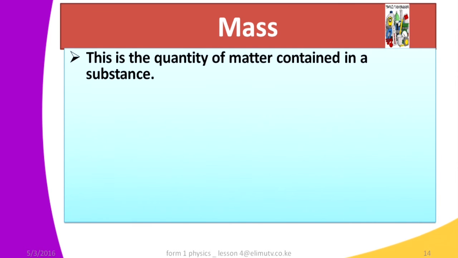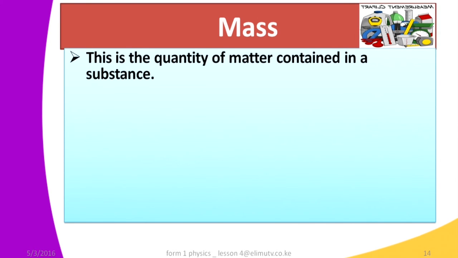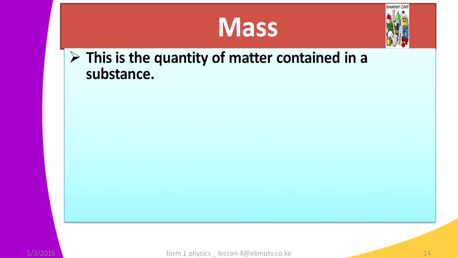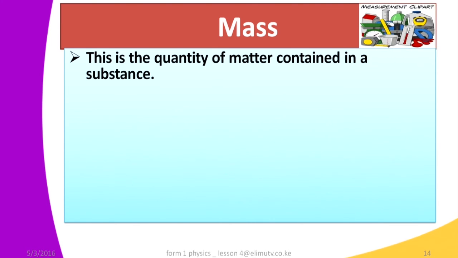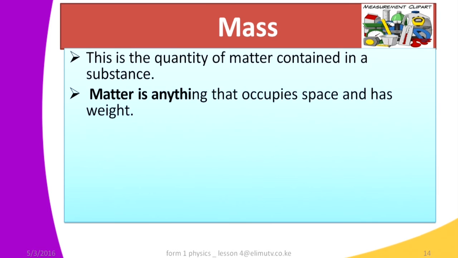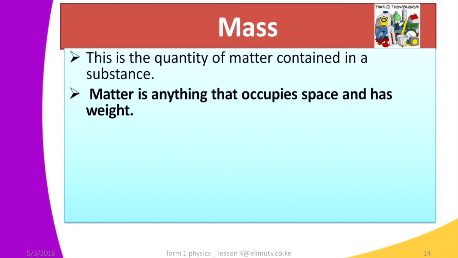What about weight? Weight is actually the pull of gravity on a body, and therefore weight is a force, mass is not. Whereas the mass of any given quantity or substance does not change, weight changes from one point to the other. For example, if you move from the earth to the moon, you weigh less, while the mass stays the same. Something else to note about mass is that matter is anything that occupies space and has weight. We discussed this. Anything that occupies space and has weight, we call that matter.